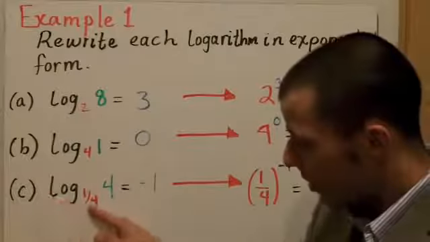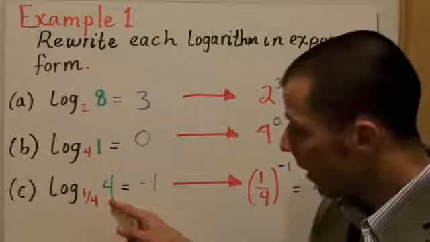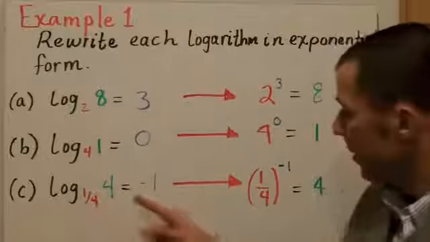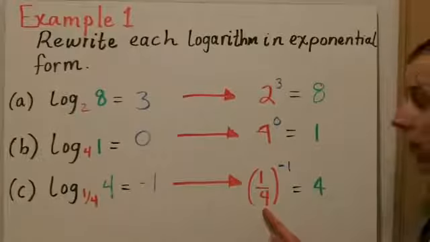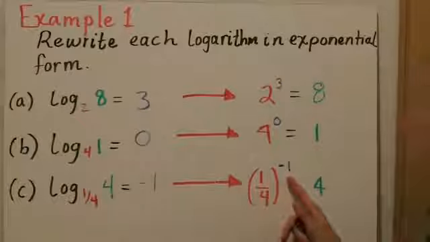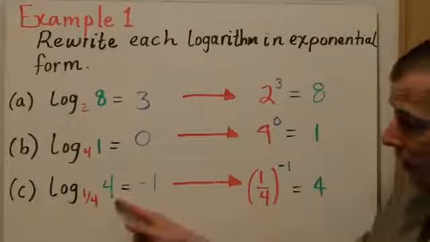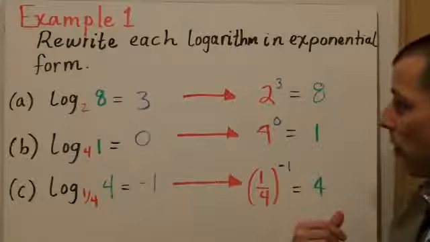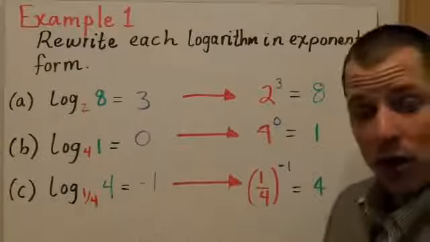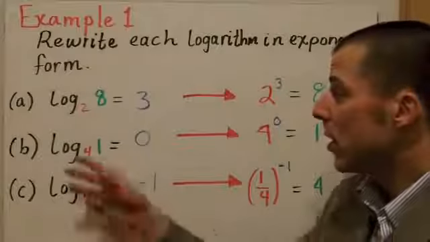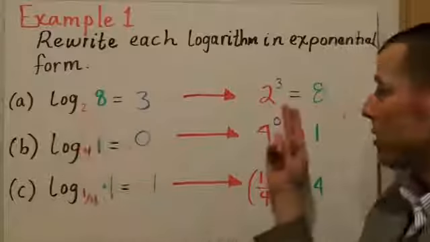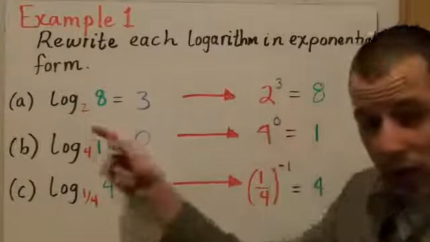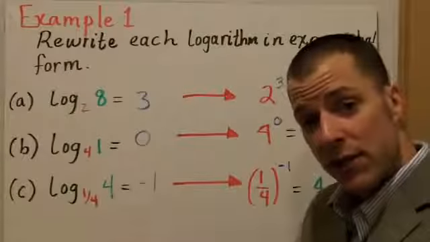Lastly, we have log base 1/4 of 4 is equal to -1. So our base is 1/4. Our power is -1, and it should be equal to 4, and 1/4 to the negative first power is 4. So that's how we rewrite logarithms. And please remember, you can start with the logarithm and write it in exponential form, or you can be given the exponential and write it in logarithm form. These are inverses of one another.